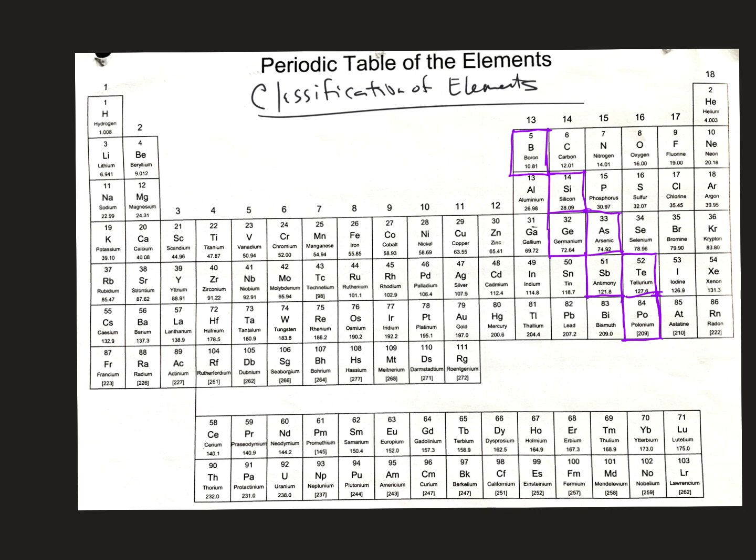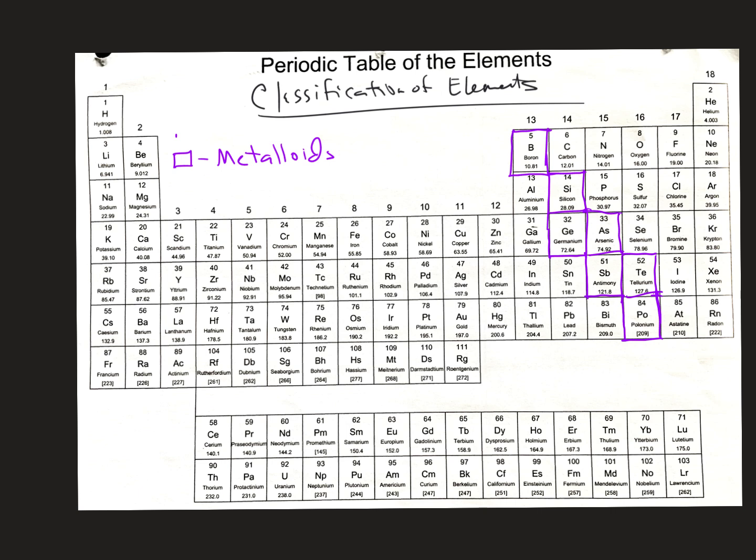I'm going to erase those lines. All right, so we're going to call these the metalloids. And we'll talk about properties in just a minute. Yeah, Eric. I'm colorblind, I'm having a hard time seeing color. Can you tell me which numbers or anything? Oh, my bad.